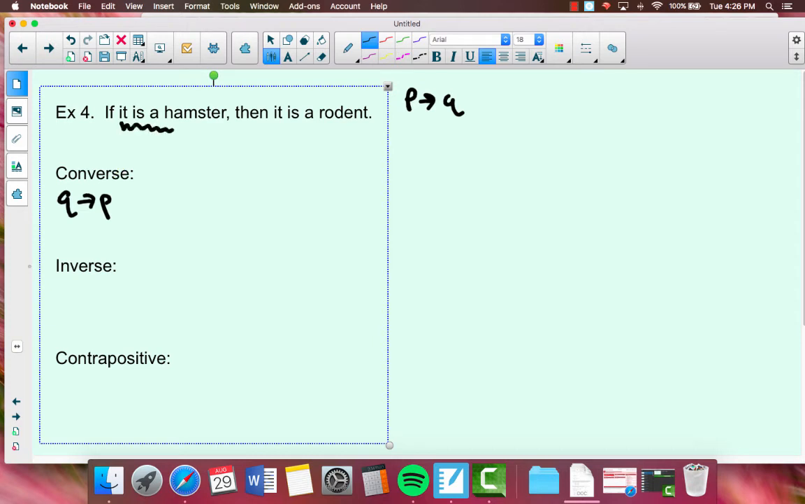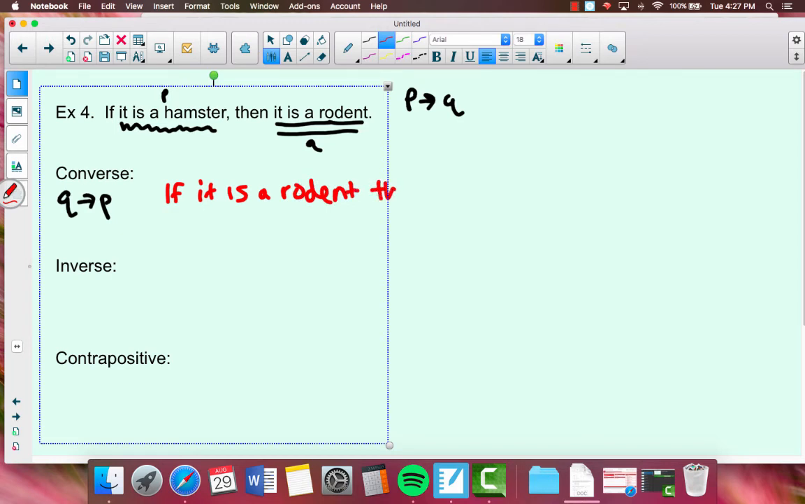So if I'm looking at this, I have to know what P and Q are. Well, P, the hypothesis, was it is a hamster. Q is the part that says it is a rodent. So remember, that's kind of like your hypothesis and conclusion. So in the converse, I'm going to flip these. So I'd say if, and then I put the Q first: it is a rodent. And then you put the word then, and then I flip it: it is a hamster. And that would be my converse of the original statement. Okay, so all I did was switch my hypothesis and my conclusion.